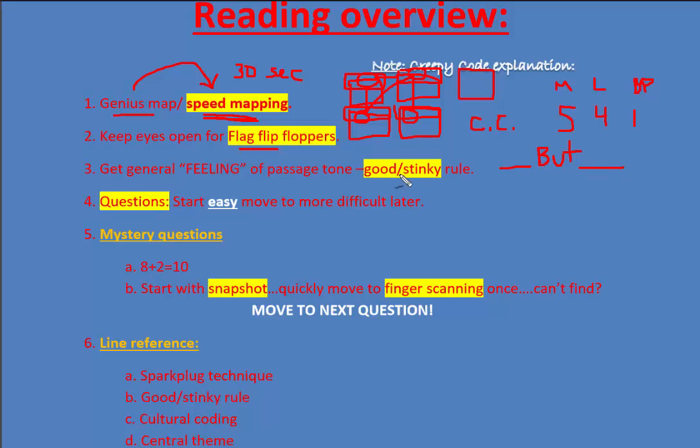All right. Good stinky rule. The good stinky rule basically is going to give you a feeling about the author and what the author's opinion is about the subject matter. So normally what we do in genius mapping is you read the topic sentence and then you throw plus or minus next to each one of those. Speed mapping, we're going to just throw a 1 plus or minus up at the top here.